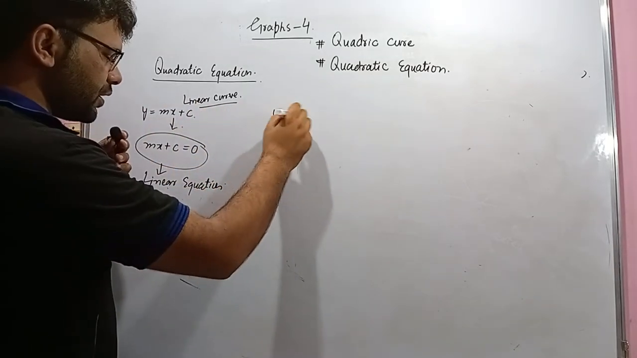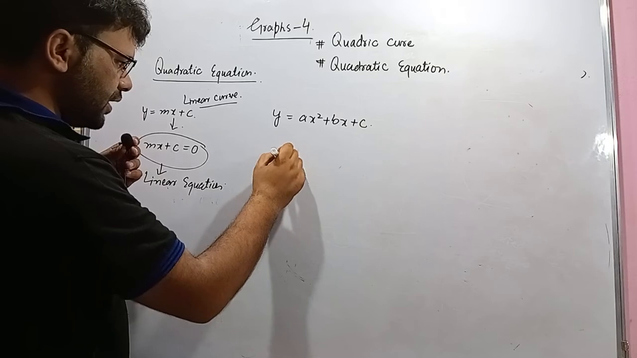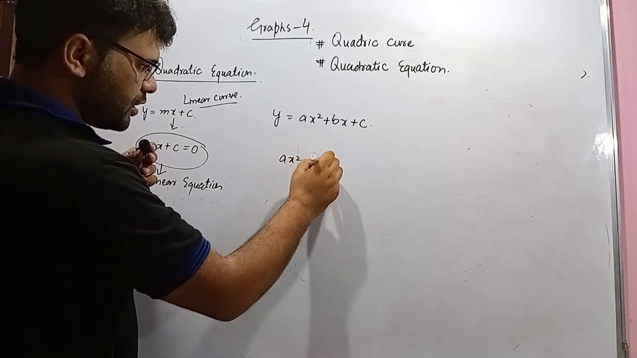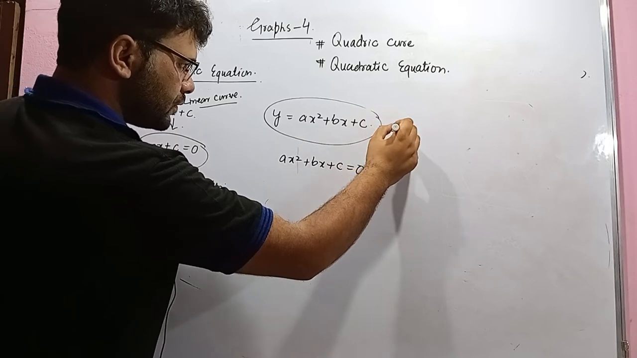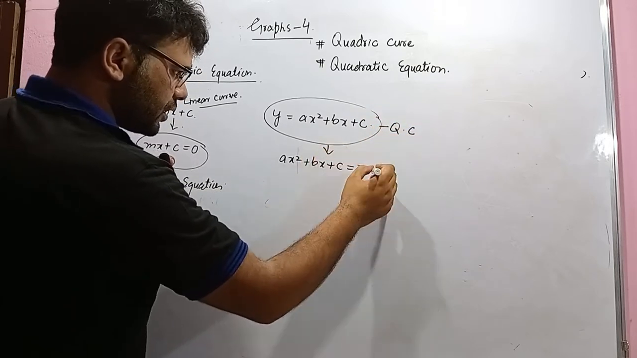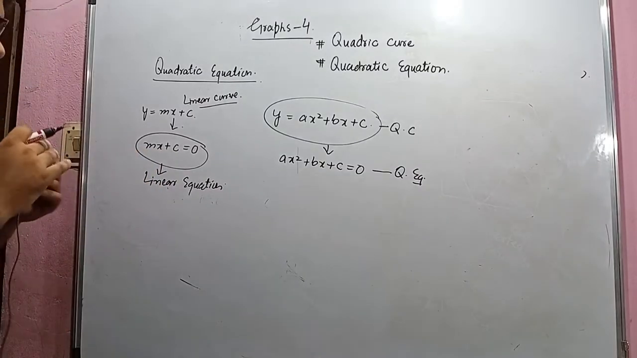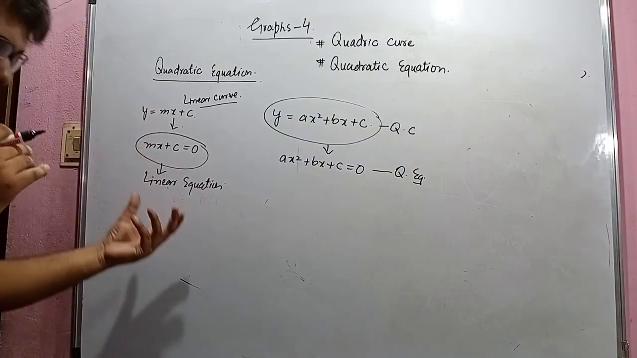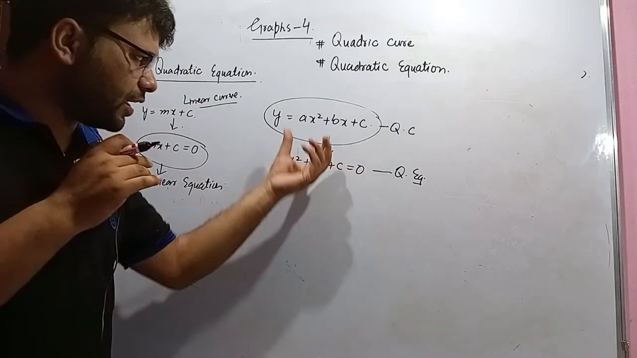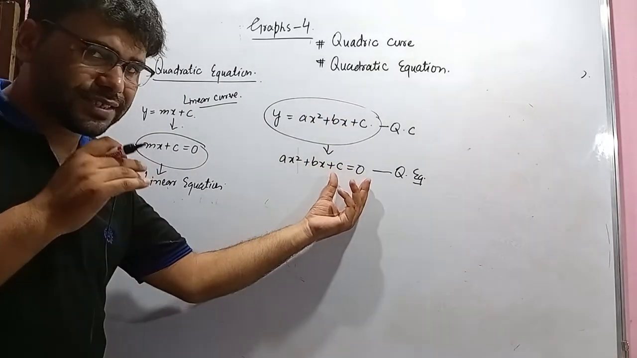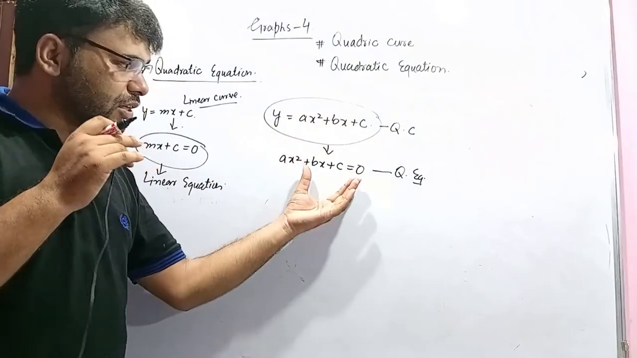Similarly, if I have the quadratic curve ax square plus bx plus c, I can write ax square plus bx plus c equals 0. This is the quadratic curve and this is now the quadratic equation. Understand this: how to write the quadratic curve and how to write the quadratic equation. When we equate this expression to 0, it becomes the quadratic equation.